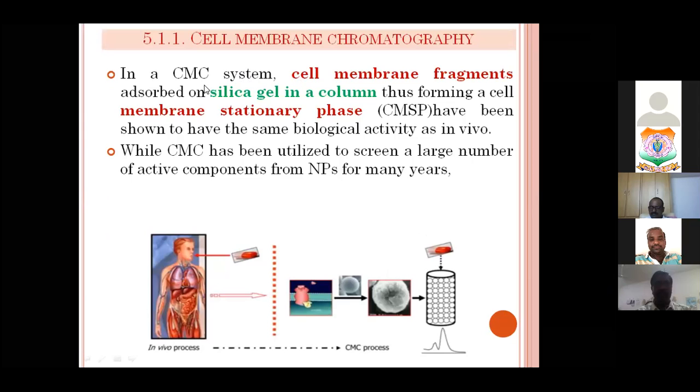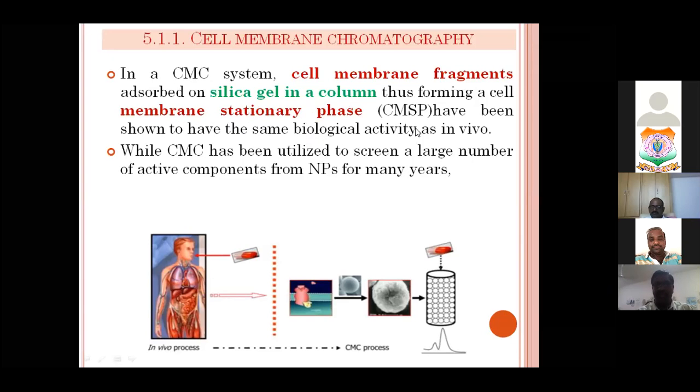In cell membrane chromatography, they take the cell membrane fragment of a cell and adsorb it on a silica gel column. They adsorb any of the cell fragment. For example, a transmembrane G protein coupled receptor has a 7 helical transmembrane region. That particular fragment of helical membrane they take and adsorb onto silica gel, thus forming a membrane stationary phase. The stationary phase contains the membrane.